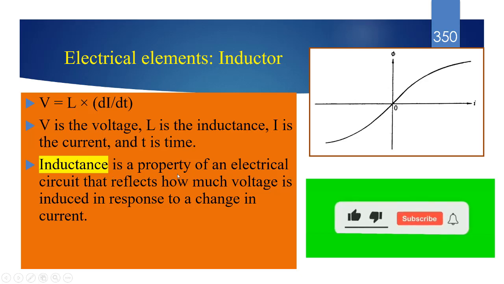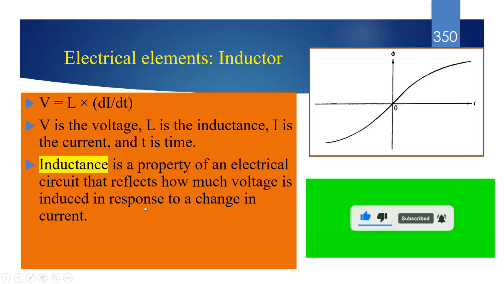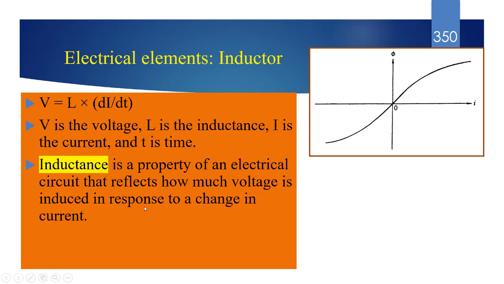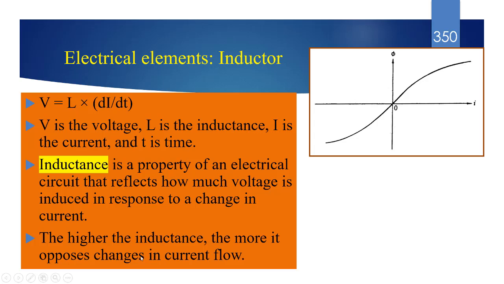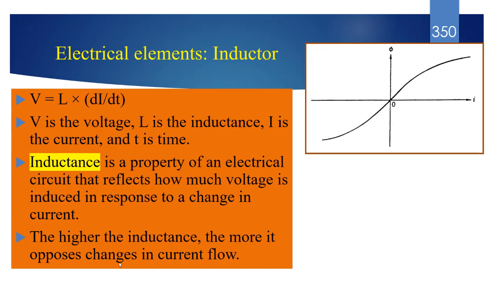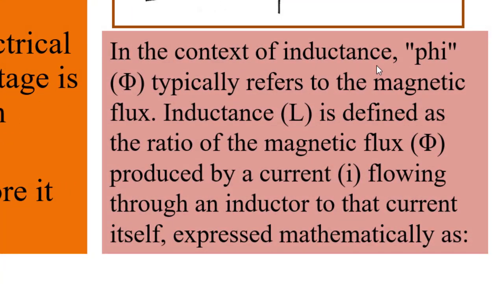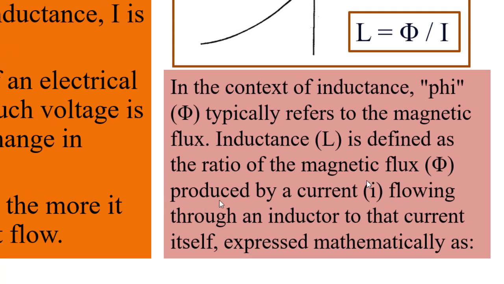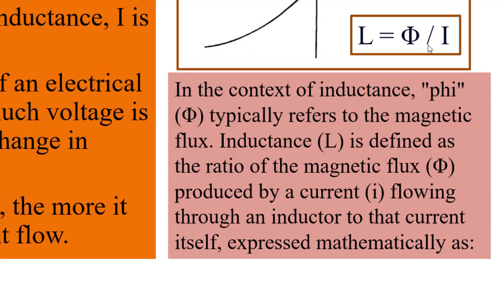Inductance is a property of an electrical circuit that reflects how much voltage is induced in response to a change in current. The higher the inductance, the more it opposes changes in current flow. In the context of inductance, phi typically refers to the magnetic flux. Inductance L is defined as the ratio of the magnetic flux phi produced by a current I flowing through an inductor to that current itself, expressed mathematically as L is equal to phi over I.